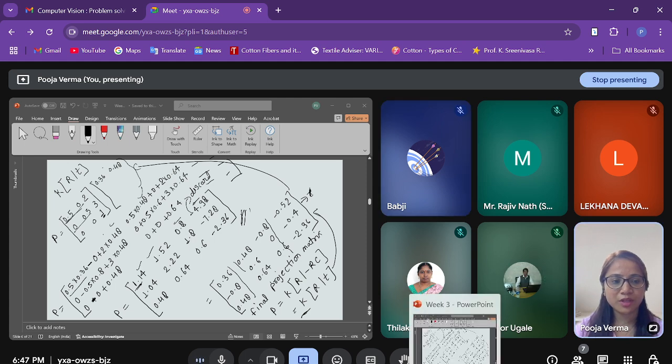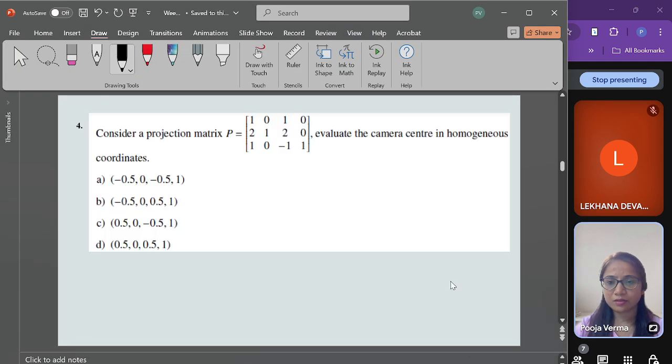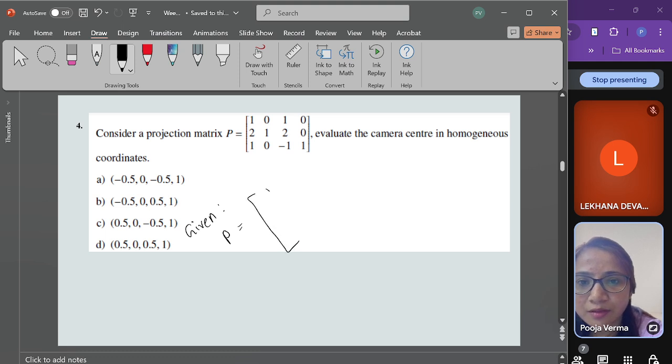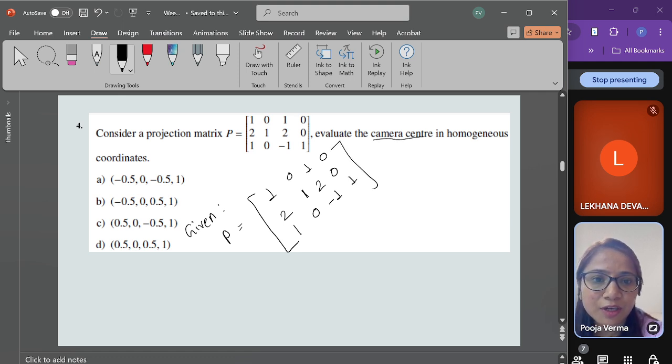So now moving to the next question. Next question is question number 4. Here the projection matrix is given. Consider projection matrix P, P = [1 0 1 0; 2 1 2 0; 1 0 -1 1]. So we need to evaluate the camera center in homogeneous coordinates.